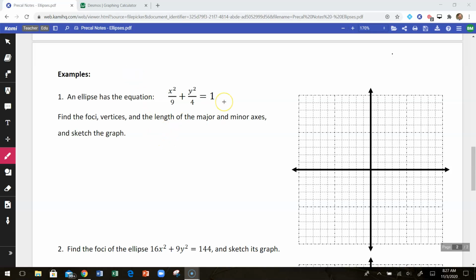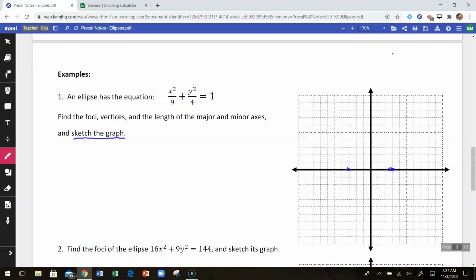I think that the easiest thing to do when you want all of this information about an ellipse is to actually sketch the graph. So the way I'm going to do that is I'm going to look at the numbers underneath x and y, and I'm going to take the square roots of those numbers, and that is how far we're going to go out in that direction from the origin. So underneath x I have 9. If I take the square root of 9, I get 3. That tells me that I'm going to extend a distance of 3 in both directions on the x-axis.